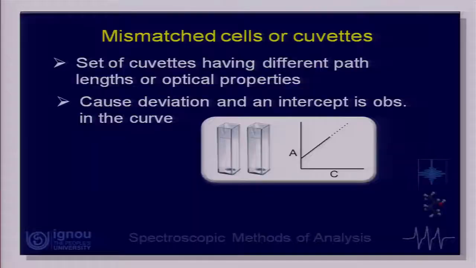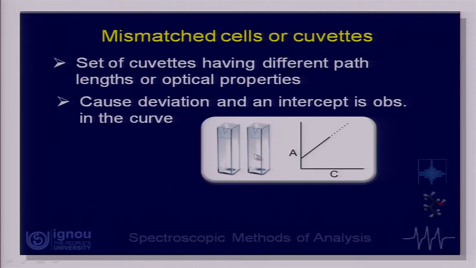But it may so happen that if I am not using a very expensive or very sophisticated set of cuvettes, the two cuvettes may have slightly different path lengths. Say one has a path length of 1 centimeter, and the other happens to have a path length of say 1.001 centimeter. Even that slight difference is going to lead to deviations. So, in such cases we have to ensure that we are using matched cells.